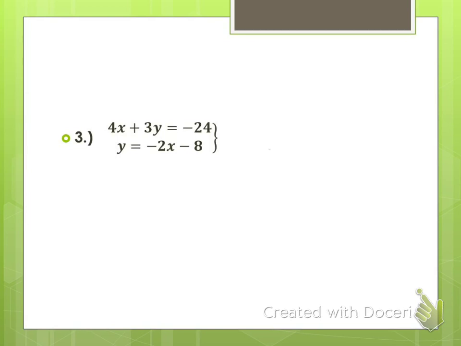What's getting substituted? Ellie? Y equals negative 2x minus 8. Okay, so the negative 2x minus 8 is going to get substituted in for y. Okay, that's what it equaled. So the negative 2x minus 8 is going into the y. So let's write that out. 4x plus 3, leave yourself some parentheses, equals negative 24. In those parentheses is going the negative 2x minus 8.